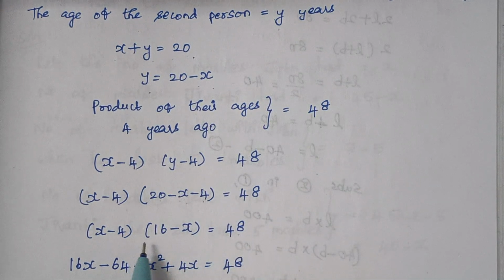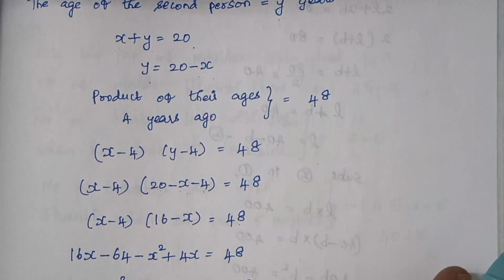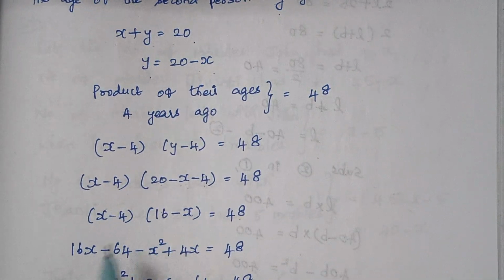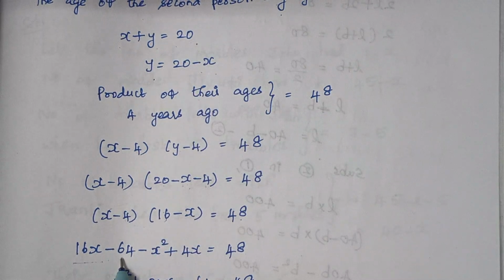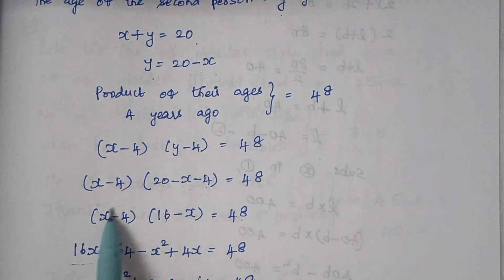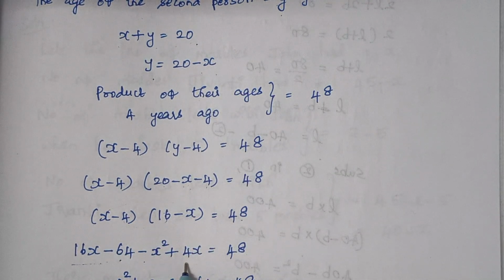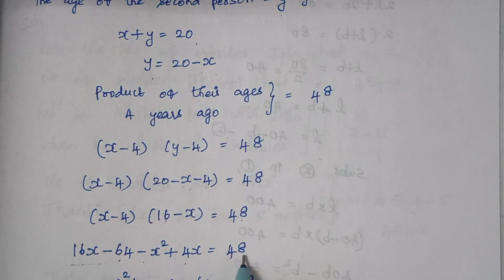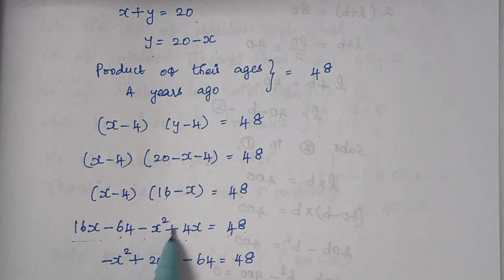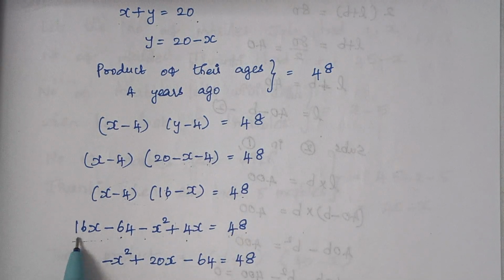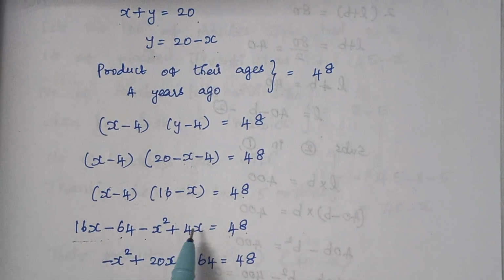Now we are going to multiply these two parts. So when you multiply, you see x into 16, 16x, and minus 4 into 16, minus 64. The next thing is x into minus x is minus x square, and minus 4 into minus x gives plus 4x, which is equal to 48. So here we are simplifying: minus x square plus I have 16x plus 4x, which is nothing but 20x, minus 64 is equal to 48.